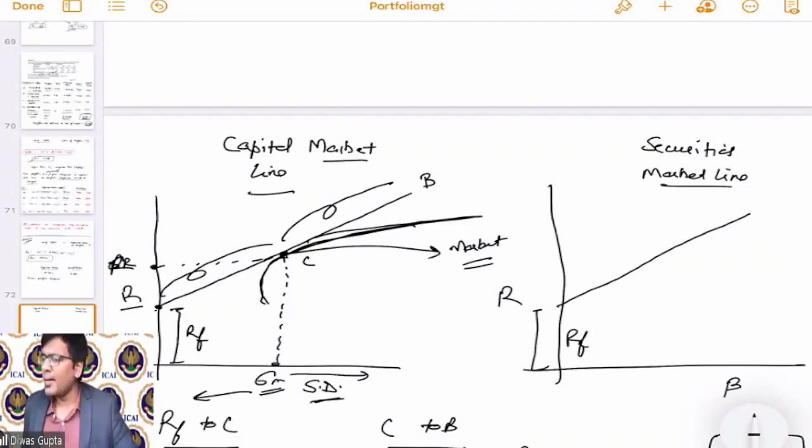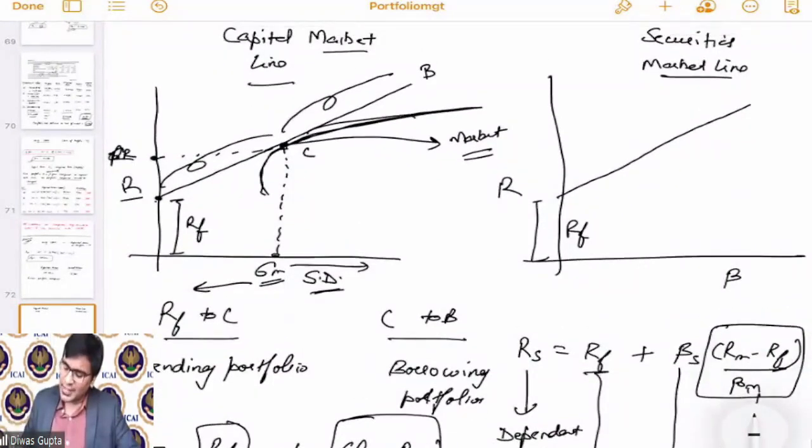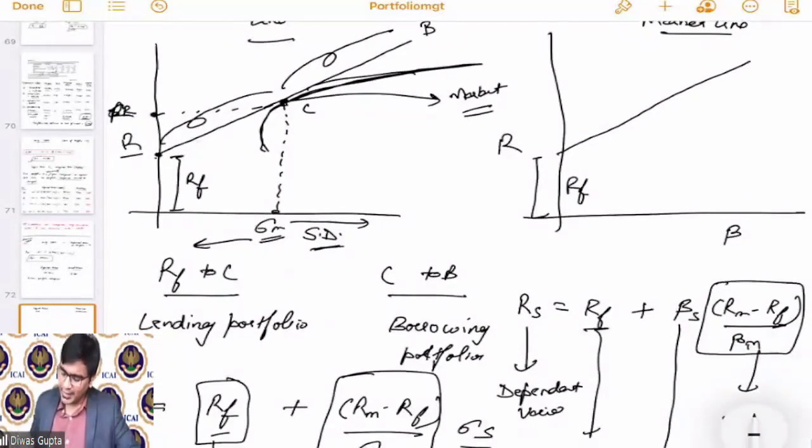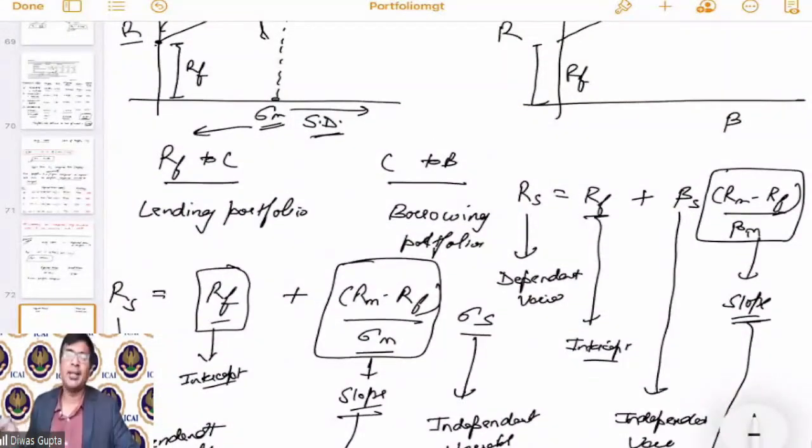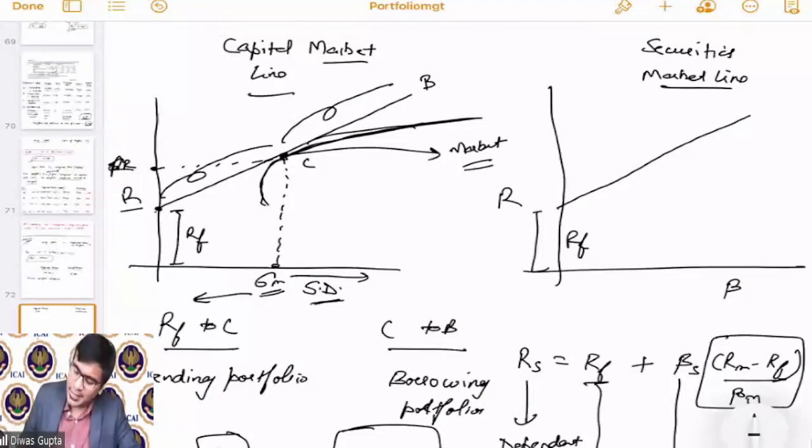Okay. So we are saying that return of one security is dependent on another security. No, no, no. See, Namita, here what we are saying is in the capital market line and security market line, the return of a security is dependent on the standard deviation, and here on the beta. So here we are saying it is dependent on the standard deviation and here we are saying it is dependent on beta. Okay.